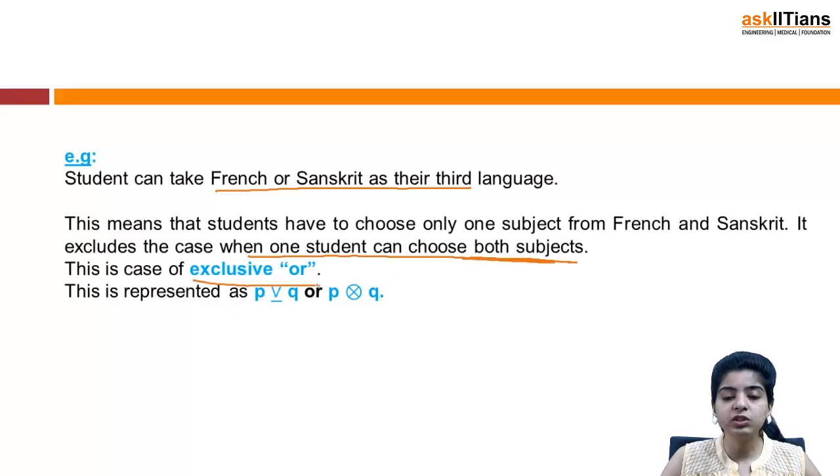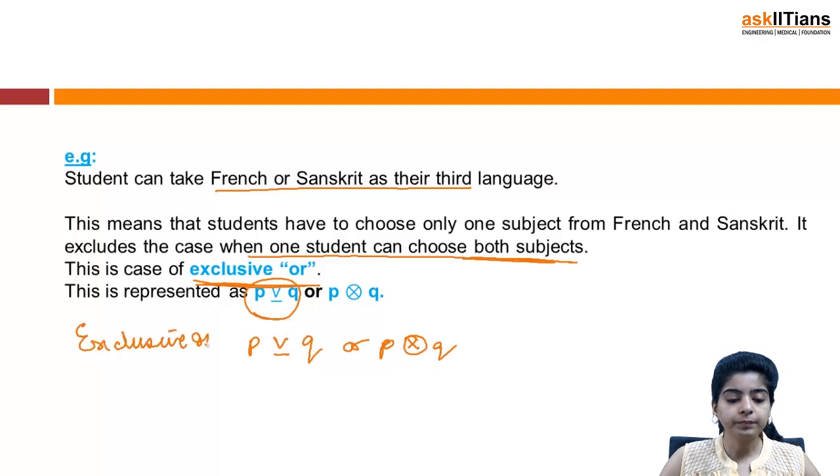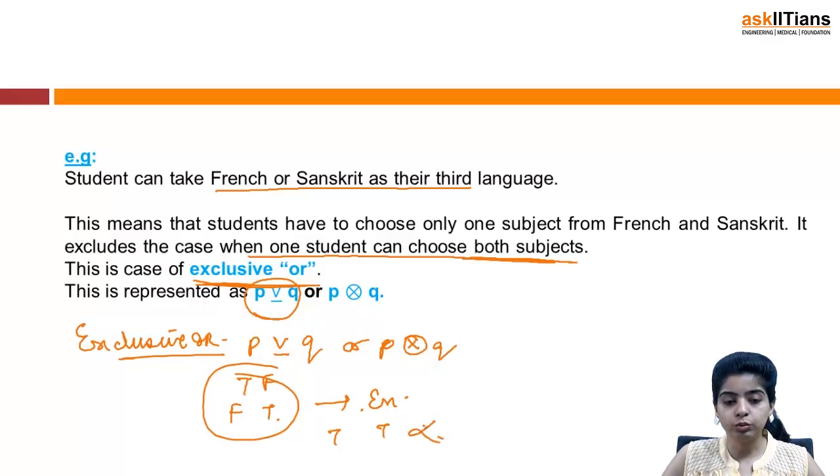This is the case of exclusive OR, and it is represented by P XOR Q. You write it with a bar under the OR sign, or you can also write it as this. This is exclusive OR. That means we are just considering these two cases. That means you cannot include the case when both the things are true. You cannot opt for both French and Sanskrit as your third language. You can either opt for French or you can opt for Sanskrit. So I hope you have understood inclusive and exclusive OR.